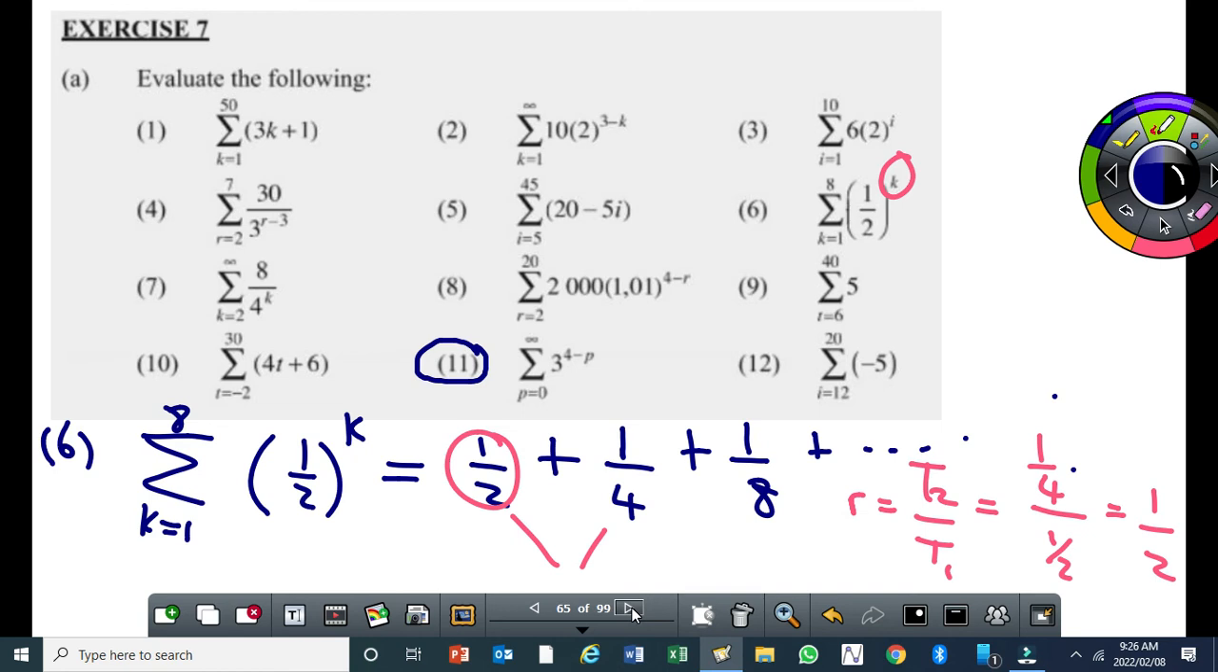Let me carry on. So number 6, you have sigma from k equal to 1 up to 8. Now, for this question, you can calculate the sum manually because we only have 8 terms. So we just substitute k equal to 1. I'm sure you can see that this k here is an exponent. Since this k is an exponent, what's happening?